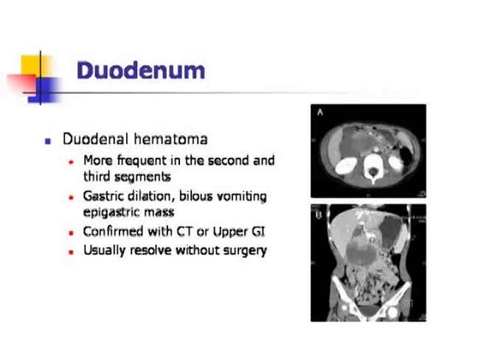And the thing to remember about them in kids is that most of them just go away with nasogastric suction and some TPN. But it can take anywhere from 2 to 3 weeks for a big duodenal hematoma to resolve. The common clinical presentations are gastric dilatation, bilious vomiting, and an epigastric mass, which is essentially what you see from a duodenal obstruction. It usually is confirmed with a CT or an upper GI. Okay, and as I mentioned, they usually resolve without any surgery.